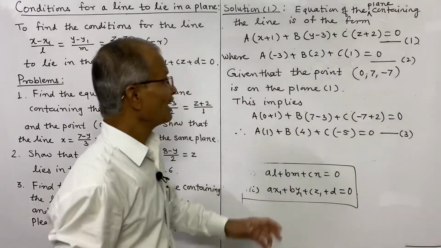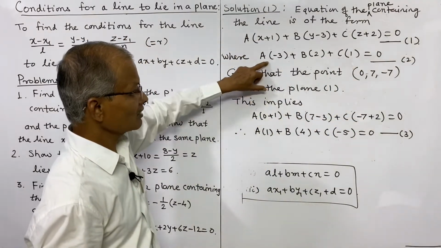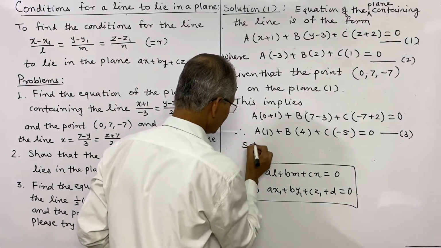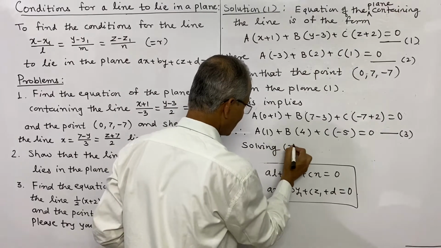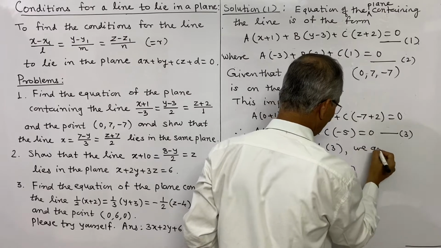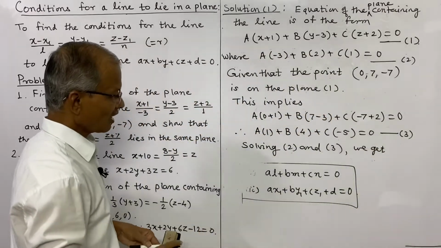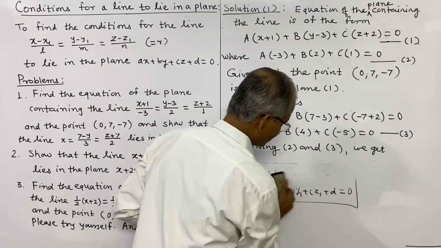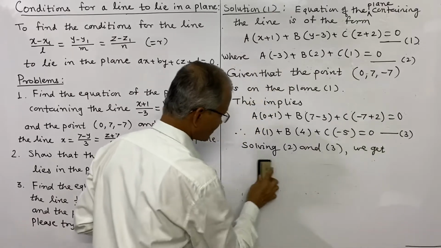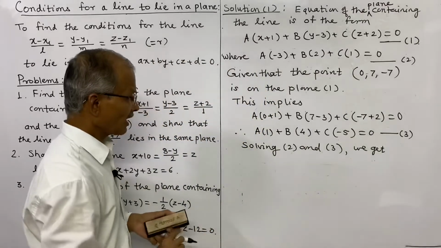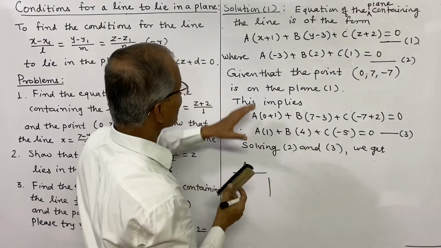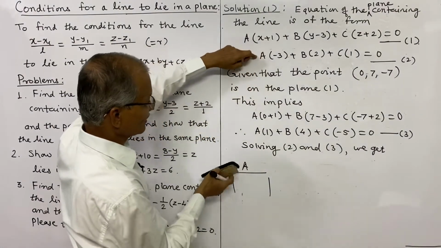Now we need the values of A, B, C. For that purpose we solve second and 3. See how to solve 2 and 3. We use Cramer's rule in the form of determinant, and we write A divided by, B divided by, C divided by, for second and third.